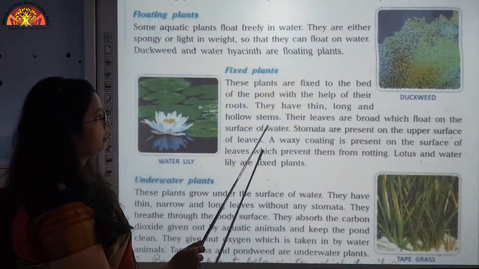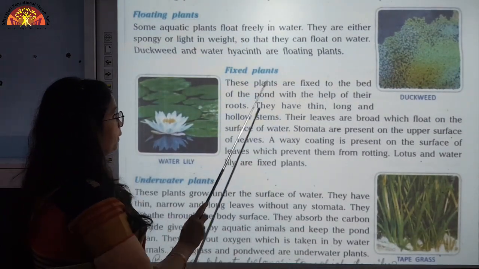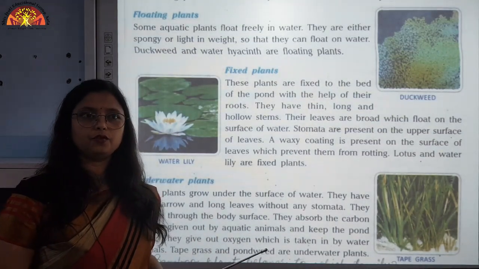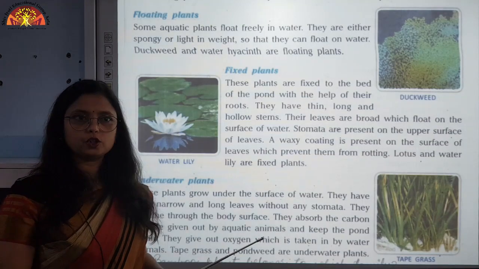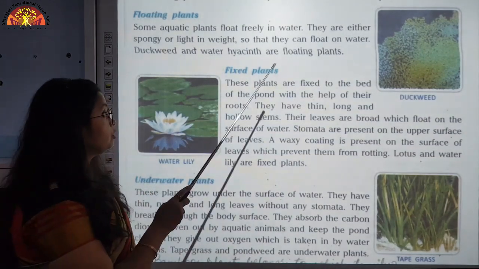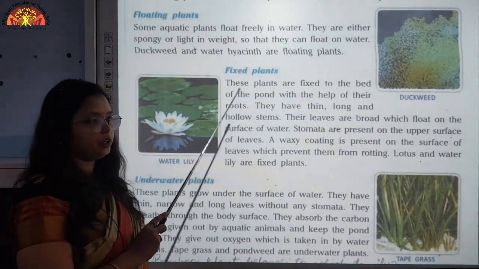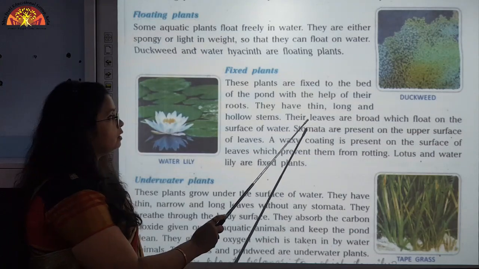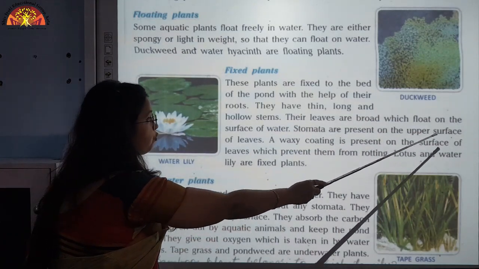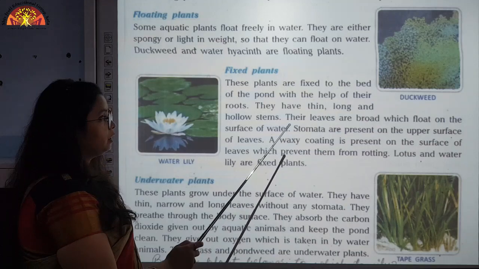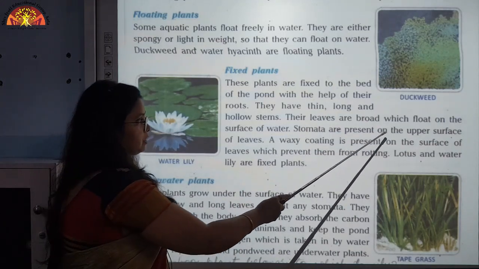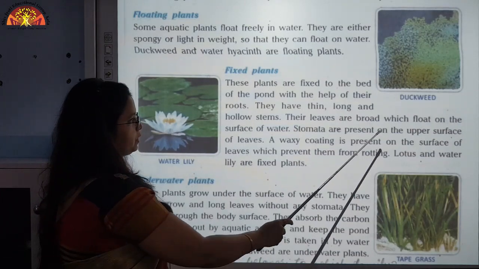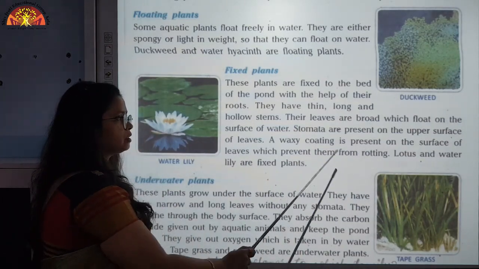Now, these plants are fixed to the bed of the pond with the help of their roots. Now, the bed is the bottommost part of the water body. Any pond, any lake, the bottommost part is called the water bed. Okay. So, the roots of these plants are fixed to the water bed. Now, they have thin, long and hollow stems. Their leaves are broad which float on the surface of water. Now, stomata are present on the upper surface of leaves and a waxy coating is present on the surface of leaves which prevents them from rotting.